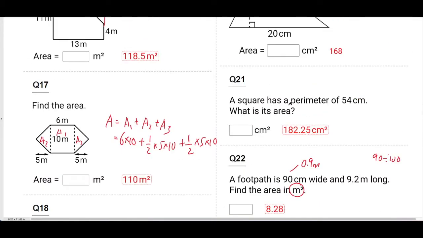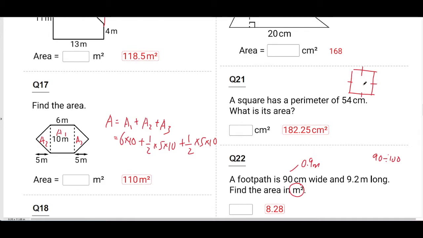Question 21. A square has a perimeter of 54. What's the area? Okay, this one's a little bit more tricky, but just draw a diagram to begin. A square is a shape with all sides being equal. And if a perimeter is 54, then what are the sides?